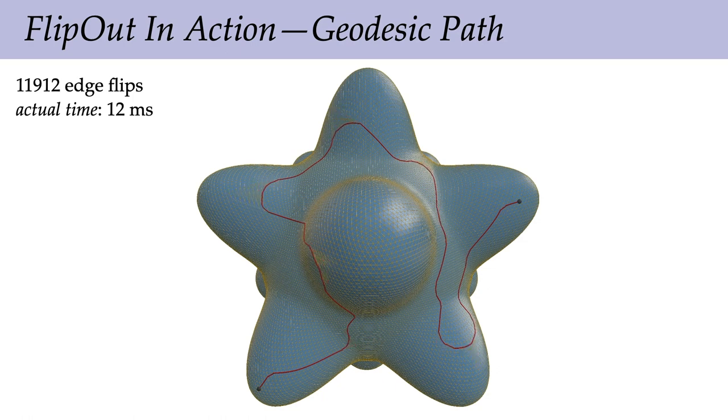Here's what it looks like when we see this in action on a non-trivial shape. So we've started with this initial winding red path, and the algorithm is doing edge flips and edge flips and edge flips, greedily evaluating this policy, as the curve gradually gets pulled tighter and tighter and tighter until it's a geodesic. This takes a lot of edge flips, but the actual runtime given in the corner here is just 12 milliseconds. And remember, we're preserving the geometry the whole time, so we can always go back and improve the quality of the triangulation afterwards if we want to.